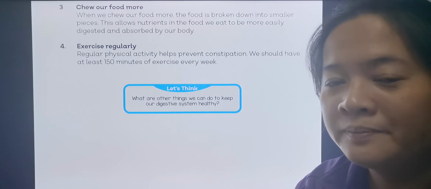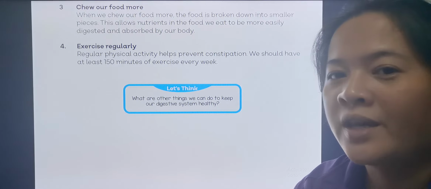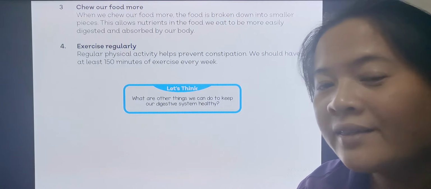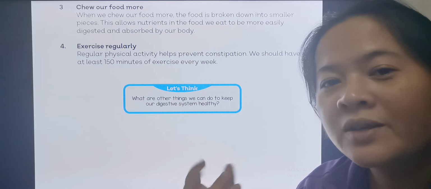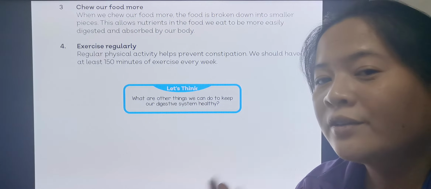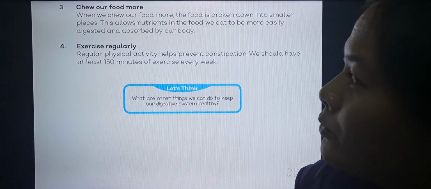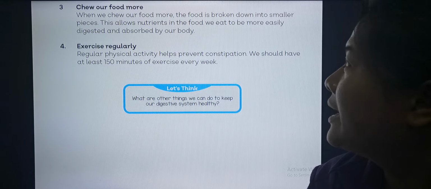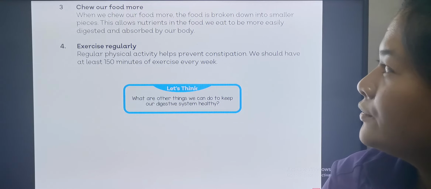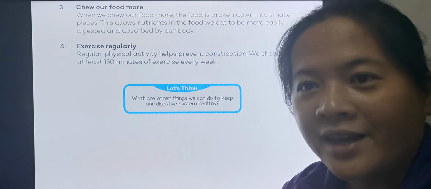Another way to keep our digestive system healthy is to chew our food more. Remember, we have to chew our food before we can swallow it. When we chew our food more, it helps the process of digestion, because the smaller the pieces of the food that we swallow, the easier the digestion will be. See, it says here, when we chew our food more, the food is broken down into smaller pieces. And then this allows nutrients in the food we eat to be more easily digested and absorbed by our body. Okay, I hope this is clear.